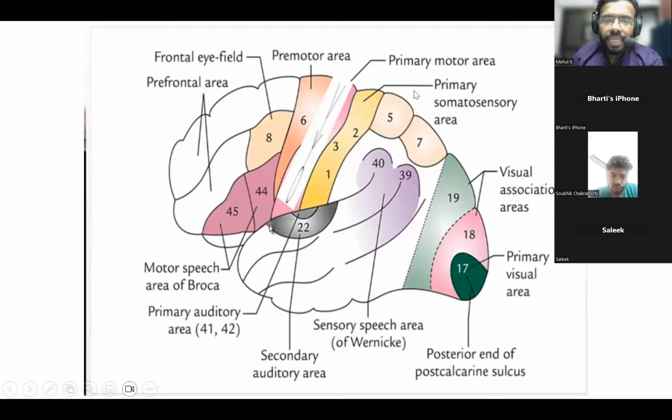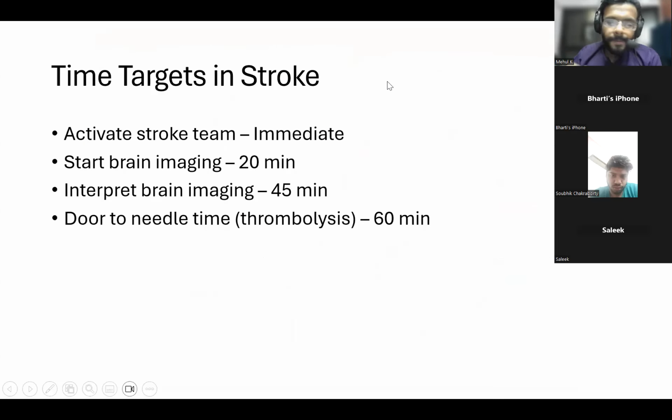I'm not going deep into all of the various areas, but just remember that your precentral gyrus is your motor area, and the postcentral is your sensory area. So you can rest easy, because that is the entire neuroanatomy that I'm going to tell you in this lecture. You can rest assured that the worst is over. From now on, we're going to speak about things that are a little bit easier to digest. So coming to stroke management, this is extremely important.